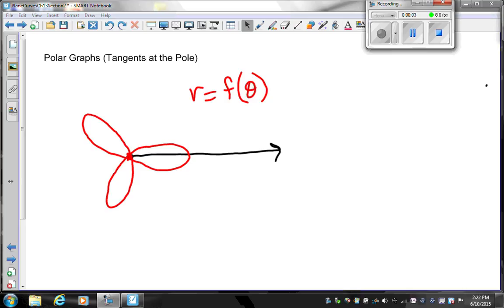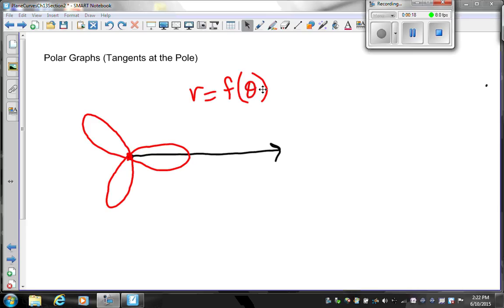In this video, we'll discuss a little bit about polar graphs. In particular, we'll talk about tangents at the pole. Suppose that we have a polar graph as shown, given by the polar equation r equals f of theta.